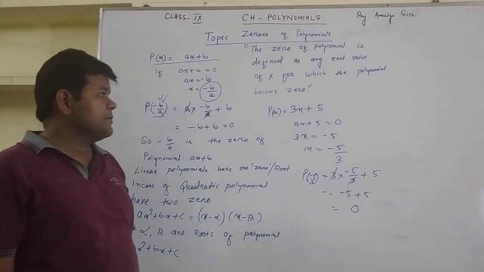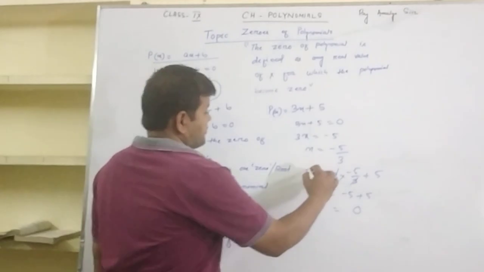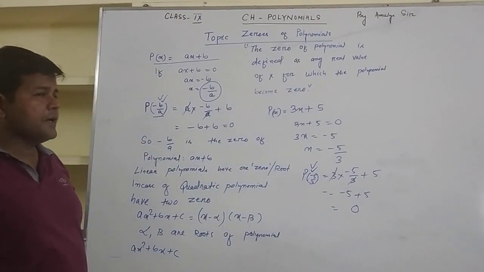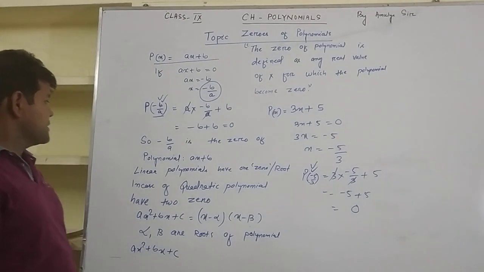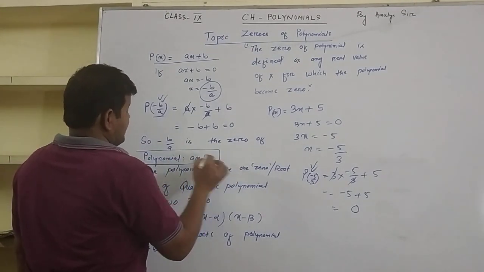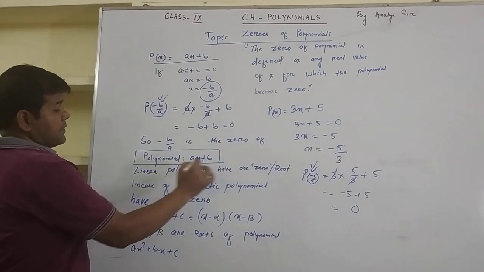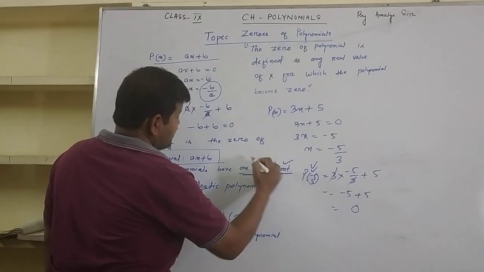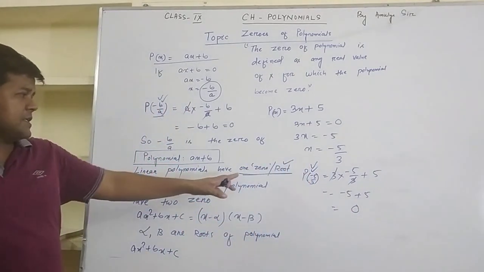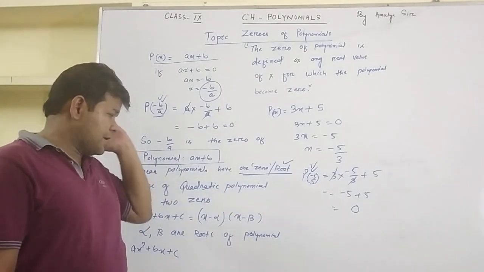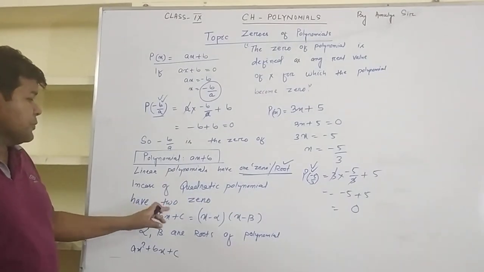Now you have understood the linear polynomial. In the case of a linear polynomial, you get only one root. But in the case of a quadratic polynomial, you get two roots. This is a linear polynomial in standard form, and a linear polynomial has only one zero or one root. Root and zero are the same thing. So in the case of a quadratic polynomial, we have two zeros.